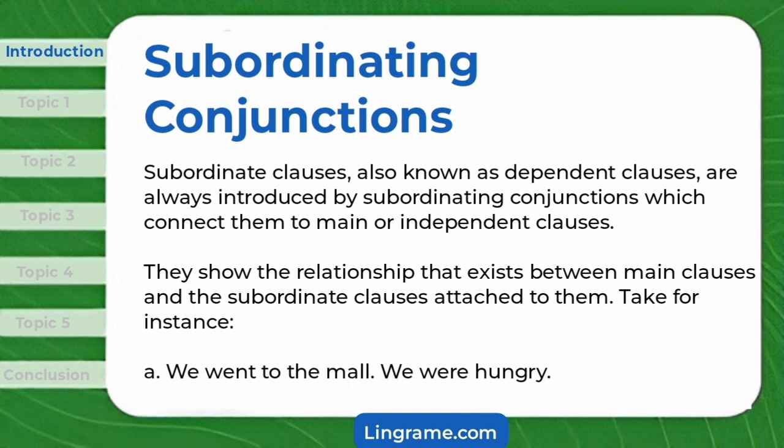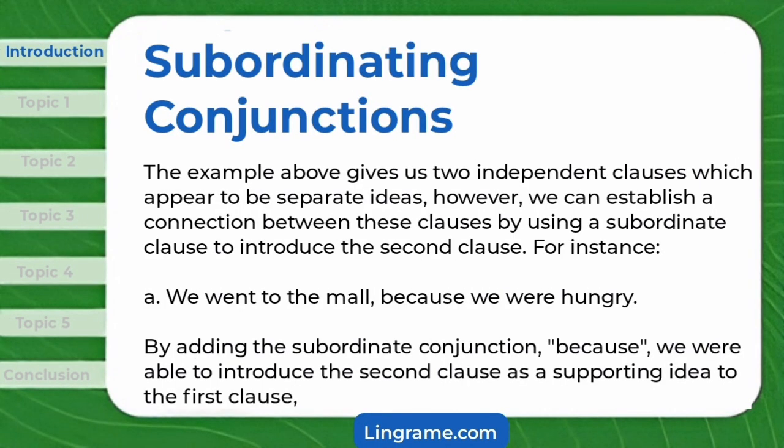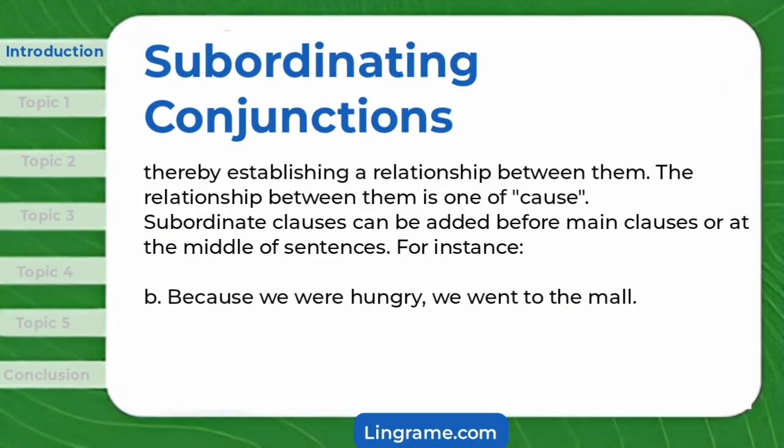Take for instance, we went to the mall. We were hungry. The example above gives us two independent clauses which appear to be separate ideas. However, we can establish a connection between these clauses by using a subordinate clause to introduce the second clause. For instance, we went to the mall, because we were hungry. By adding the subordinating conjunction, because, we were able to introduce the second clause as a supporting idea to the first clause, thereby establishing a relationship between them. The relationship between them is one of cause.